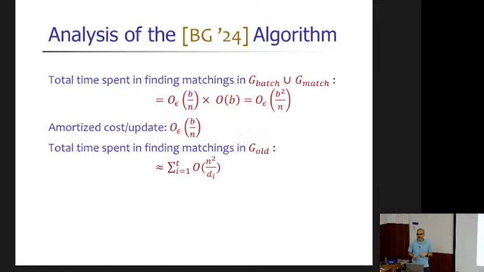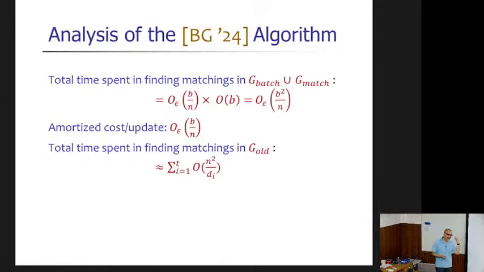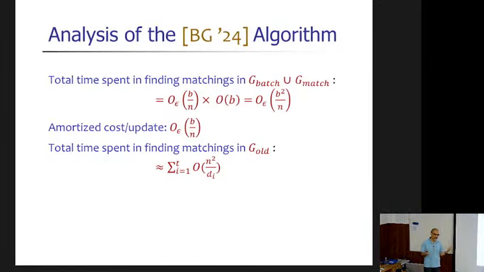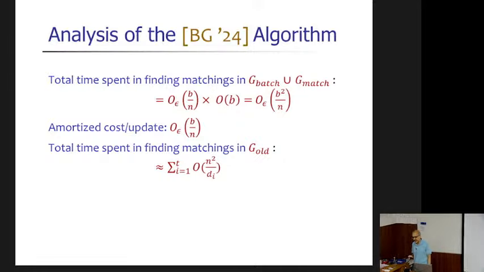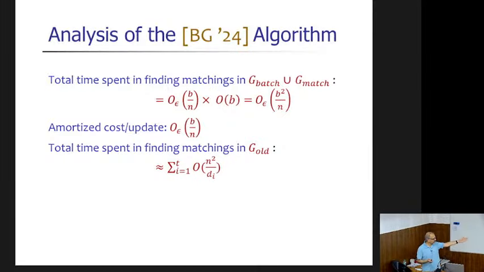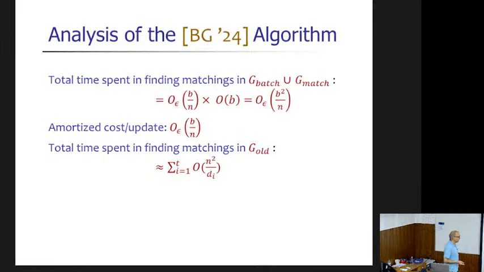What about the other work? The hard work is happening in G old, which is a dense graph, right? Well, you remove T matchings and the ith matching had average degree Di. This is summation N square over Di. This doesn't seem friendly at all to understand, right? What are those Di parameters? So that's where the magic happens.